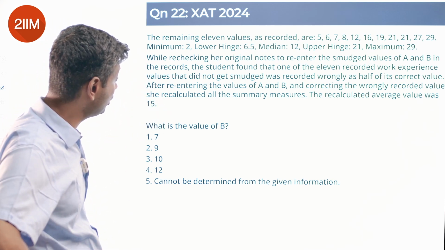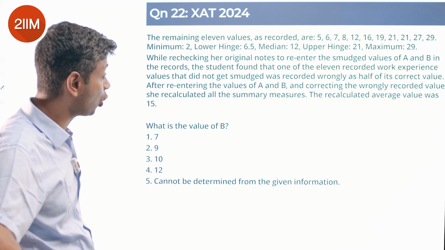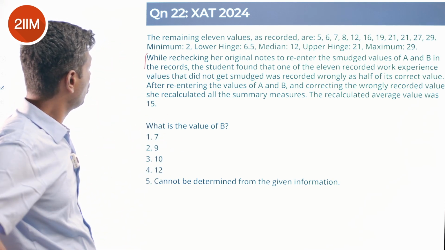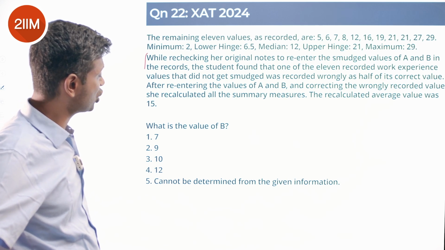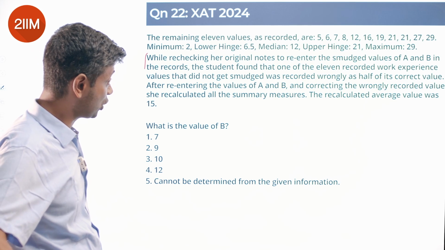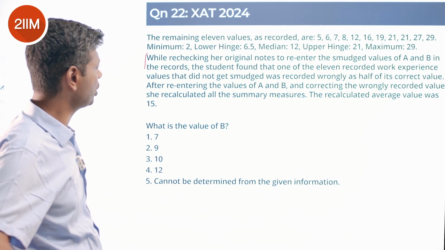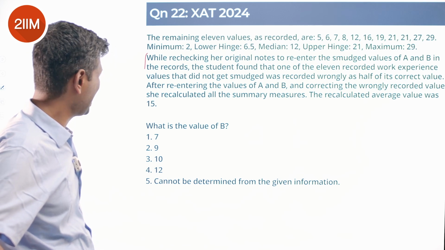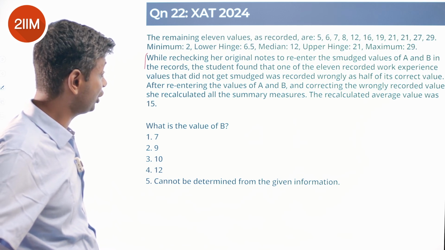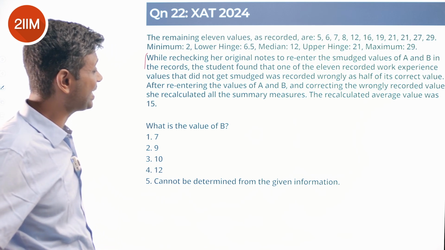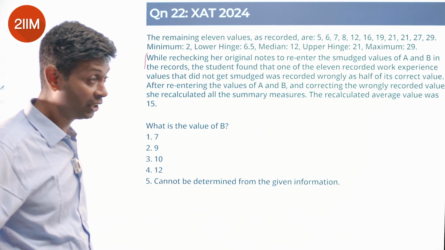After re-entering the values of A and B and correcting the wrongly recorded value, there's one wrongly recorded value. So let me read from here. While rechecking her original notes to re-enter the smudged values of A and B in the records, the student found that one of the 11 recorded work experience values that did not get smudged was recorded wrongly as half of its correct value. After re-entering the values of A and B and correcting the wrongly recorded value, she recalculated all the summary measures. The recalculated average value was 15.